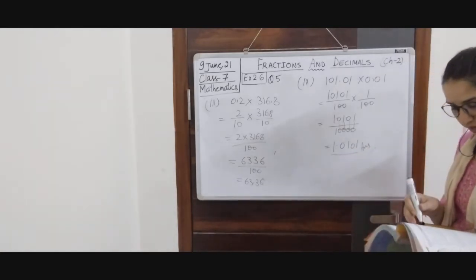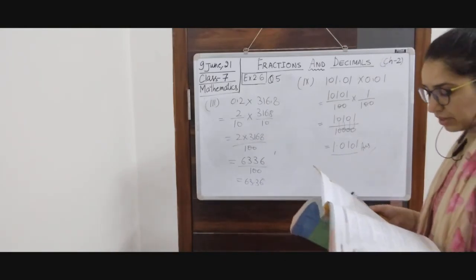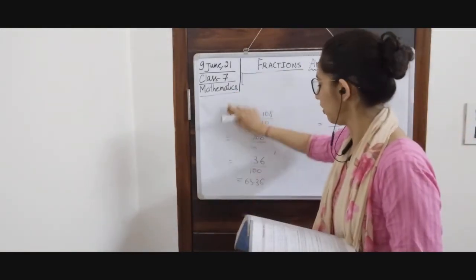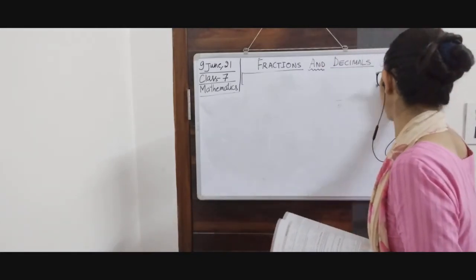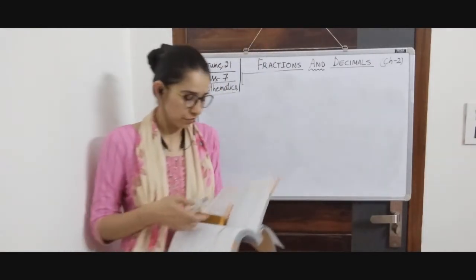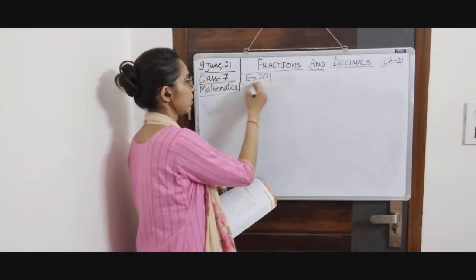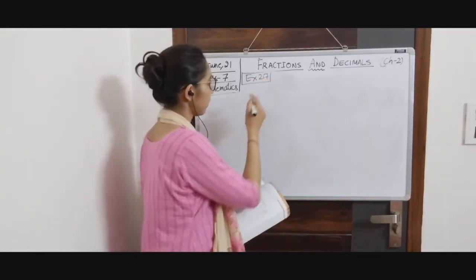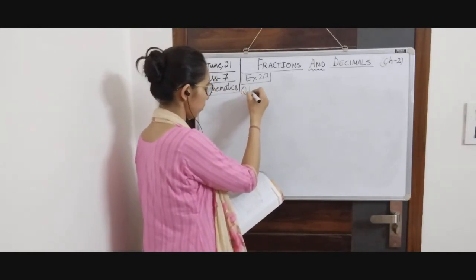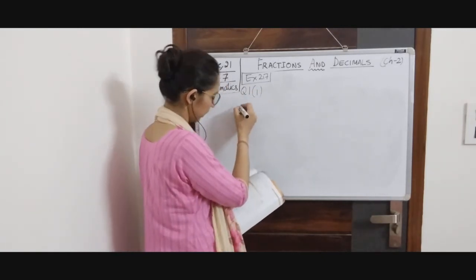And with this we are done with exercise 2.6. We will move on to 2.7. In 2.7 we will perform division of decimals. Okay? Division of decimals. First question is exercise 2.7. We have already discussed one or two questions in our introduction class on how to perform division with decimals. Still, we will go a bit slowly for first and second part.